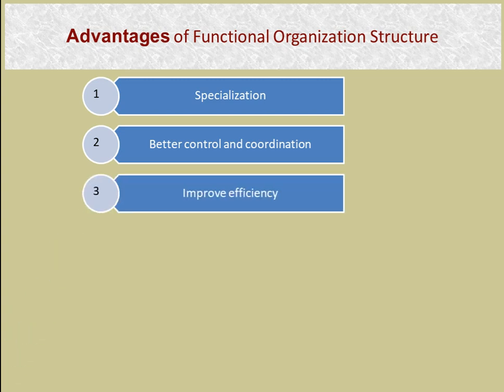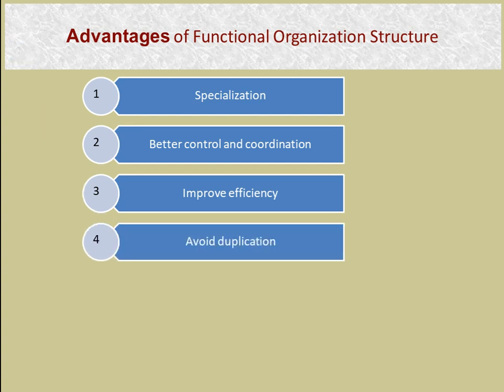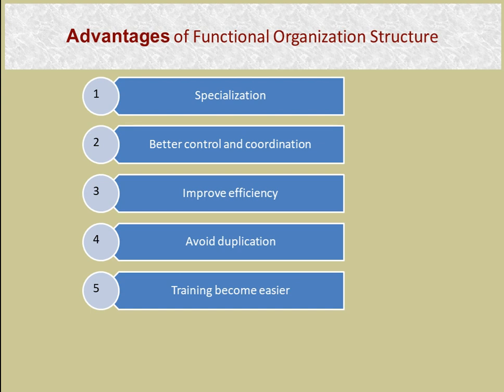Next one, it improves efficiency. Continuously we are doing one work only, and it helps to improve the efficiency. And next one, it avoids duplication. The planning person does only the planning function and the other people do the other functions only, which helps to avoid duplication of work. And next one, training becomes easier. There is no need to give different types of training, only one particular stream of training in the functional organizational structure. So it is very easy.